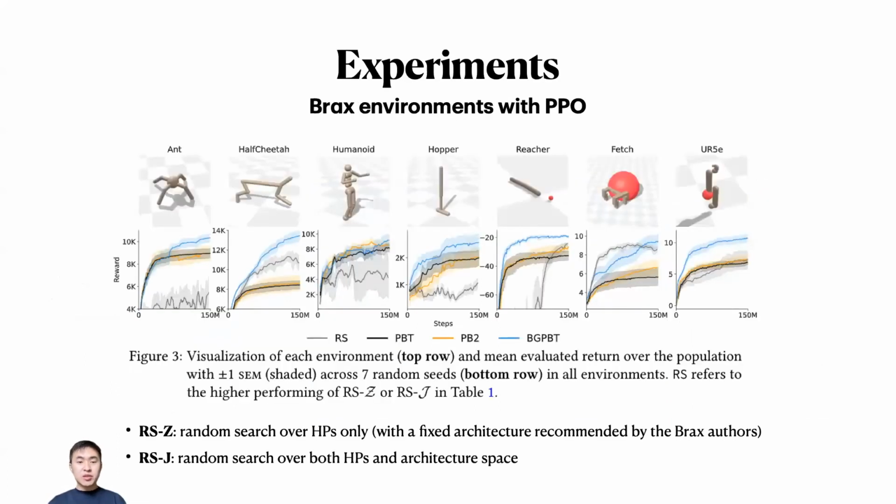And for the experiments, we conduct an experiment on the Brax environment with PPO. Here we're comparing against random search, so I have both RSZ and RSJ. The difference is whether we are only searching over the hyperparameters conditional on the fixed architecture recommended by the Brax authors, or we search both architectures and hyperparameters. And we also compare against other previous PBT methods, such as the original PBT and PB2. We can see that BGPBT outperforms all of them in all environments.